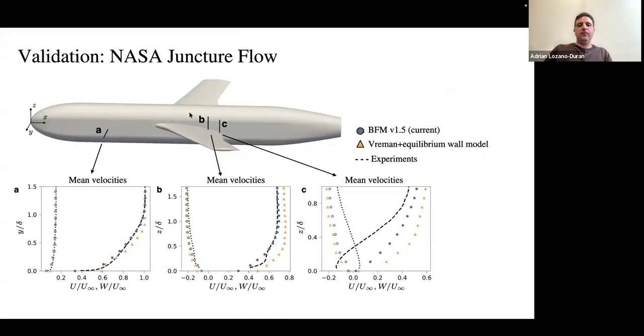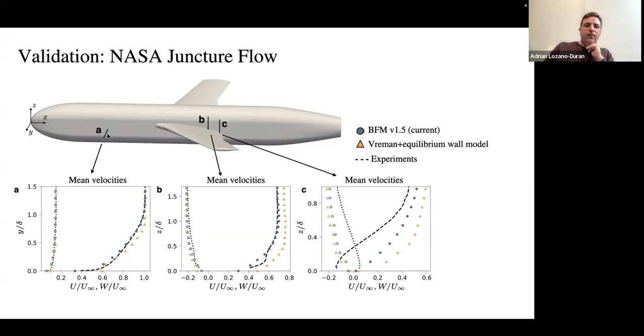Another aircraft-like flow is called junction flow. It looks similar, it's kind of simpler, but in this case, the experiment has mean velocity profiles that we didn't have before, so it complements the other experiment in a way. I'm comparing only with Bremen, because if I put the DSM, there are too many things going on, but it's kind of comparable to the Bremen. I'm showing mean velocity profiles in these different locations, A, B, and C. I'm showing 2 components of the velocity profile. And again, the dashed lines are the experiments, and the blue is BFM and the triangles Bremen.